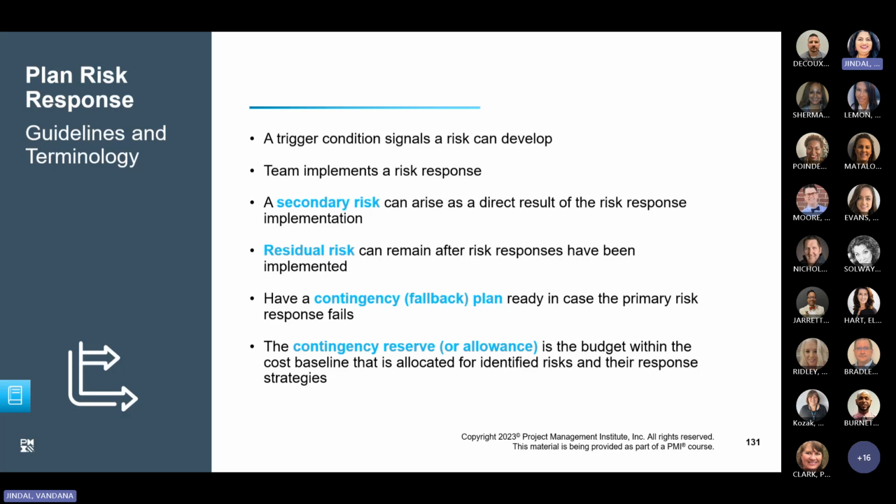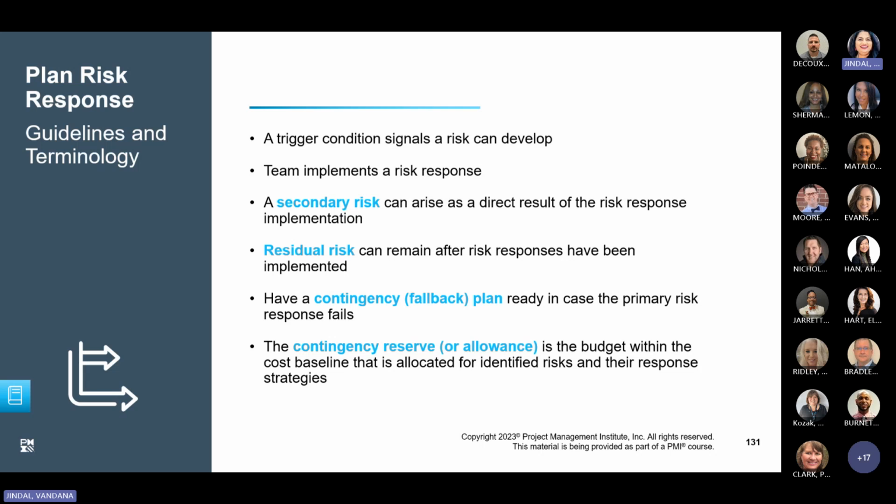Next, we have the secondary risk. The secondary risk would be that the extra hours put stress on the workers and increase the risk of accident. So a secondary risk arises as a result of a risk response. You might be put into a situation like the example I'm giving, asking what the secondary risk would be. The secondary risk is that with the extra hours the workers are putting in, there could be a chance of an accident at the site.